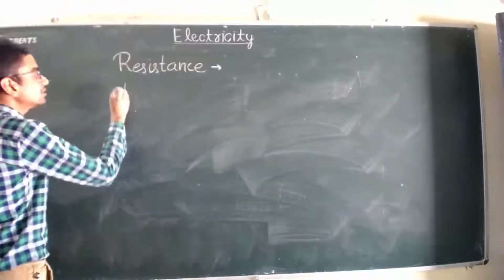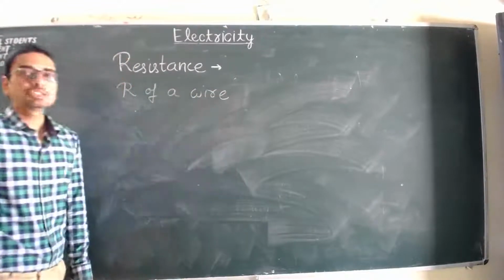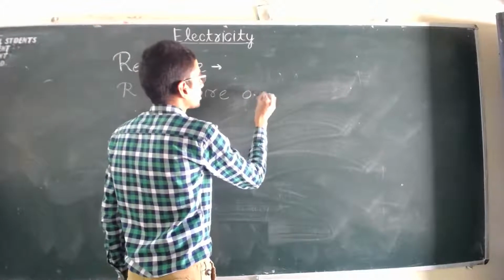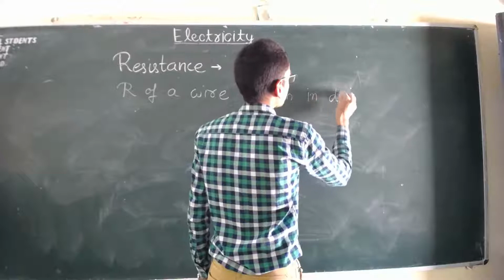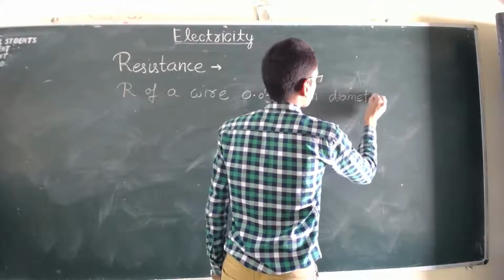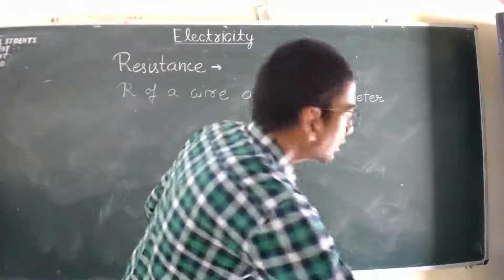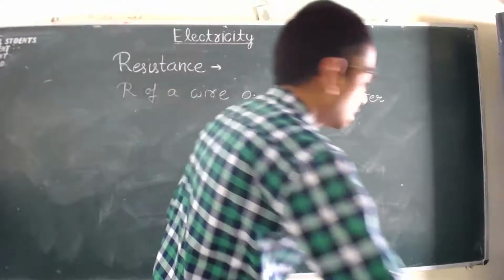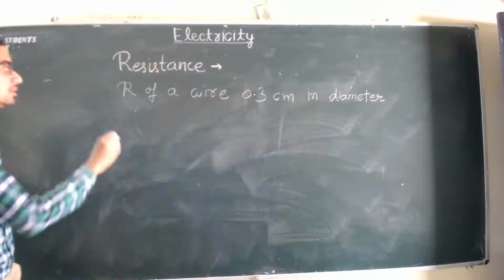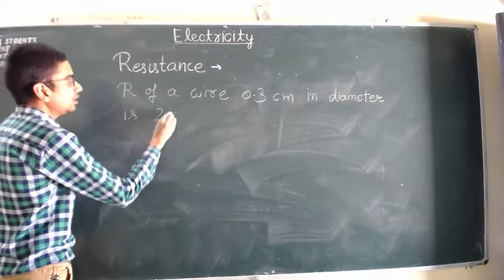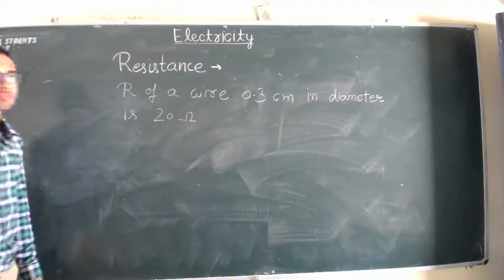Question is, resistance of a wire 0.03 meter in diameter. The distance of a wire, you can say centimeter, not meter. Meter तो बहुत ज़्यादा हो जाएगा. 0.3 centimeter in diameter is 20 ohm. Okay.